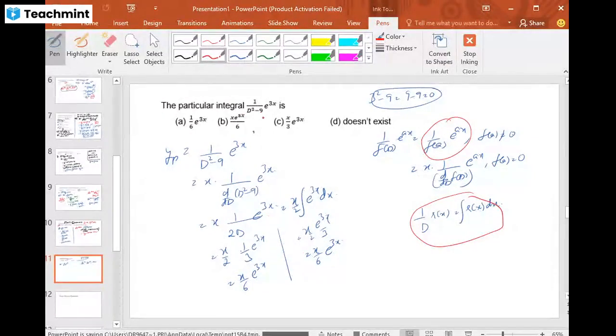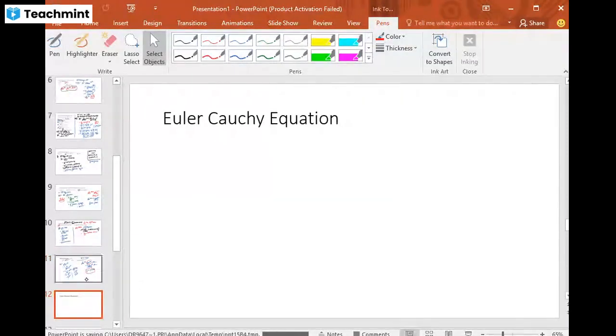So your answer is x by 6 e power 3x. Okay, so these are some problems based on the operator method. Now we are going to discuss the Euler-Cauchy equation.